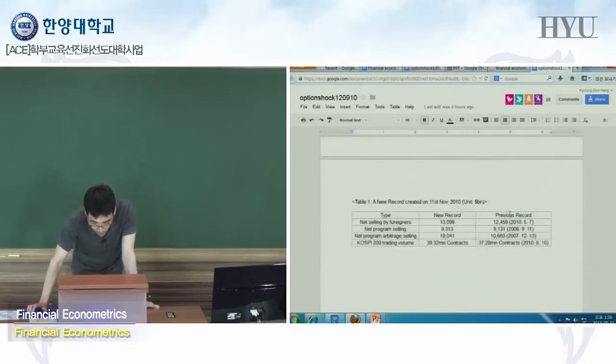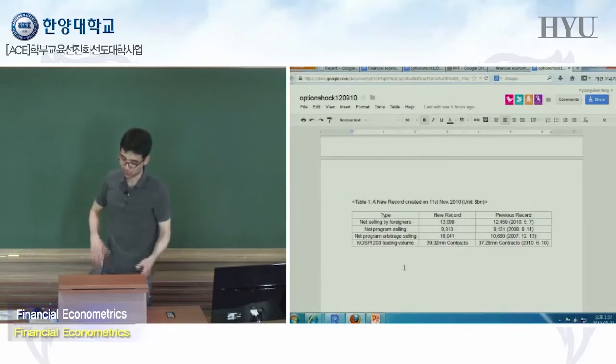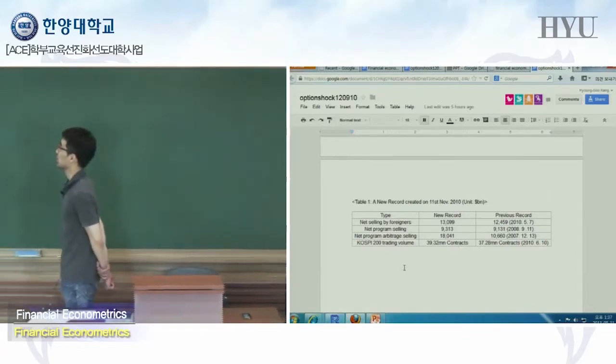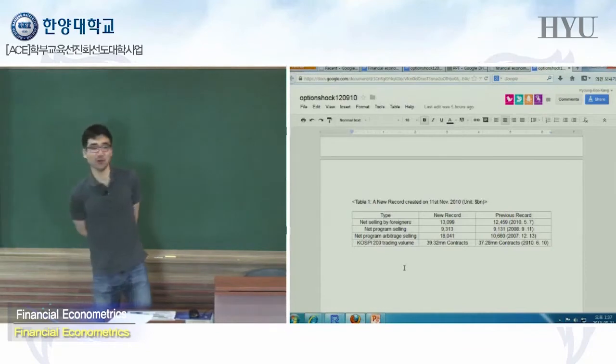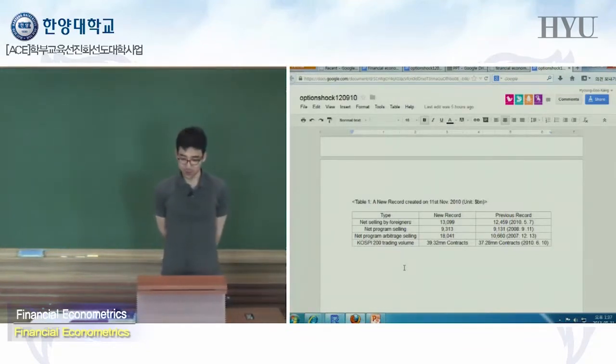And then a new record was created on November 11th, 2010, in units of $1 billion. Net selling by foreigners, 13,099, is a new record. The previous record was this one. And the net program selling is a new record, and net program arbitrage selling again, like this. And KOSPI 200 trading volume was greater than before. So by any measure, it was a very massive order, and it was a very significant event in the stock market.